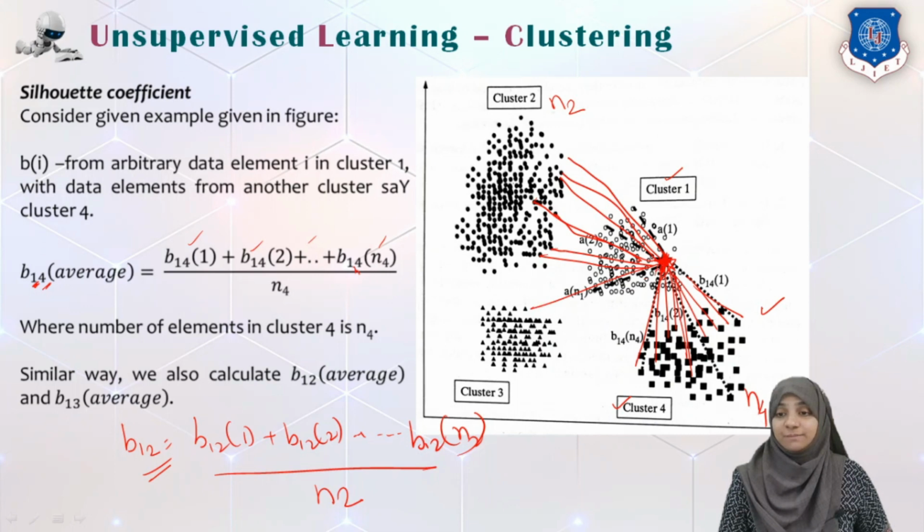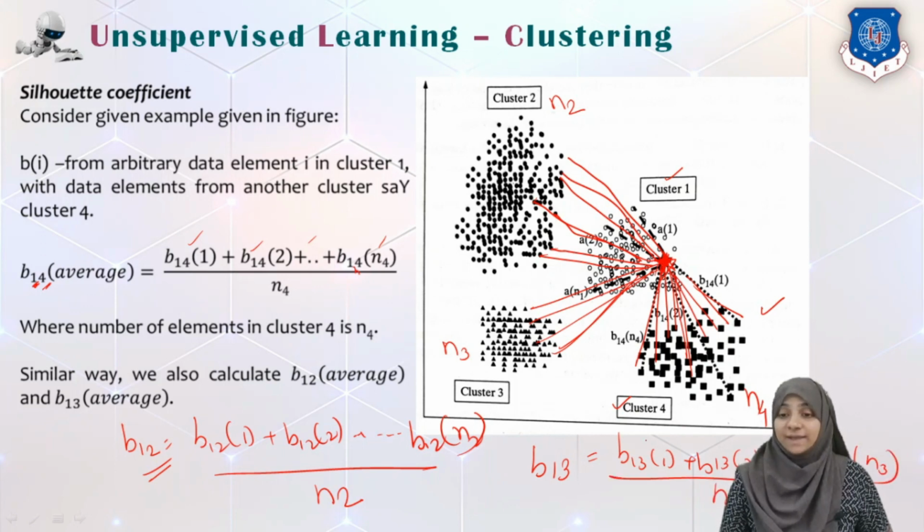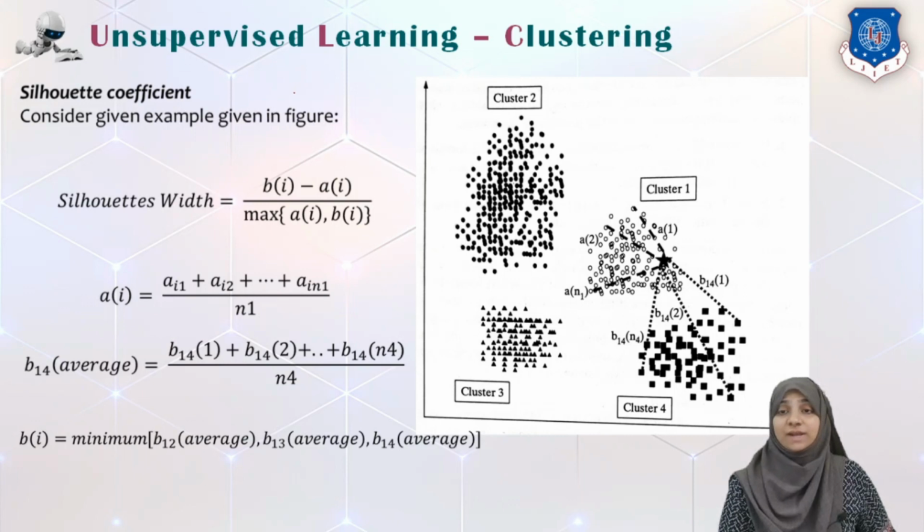Likewise from the same sample I will find the distance to all other samples. There are total N3 samples and I will calculate B1 of 3, that is B13 of 1, B13 of 2 and likewise, there are total N3 samples. To take an average, I will divide this sum by N3. I will now have B14, B12 and B13. Okay, and now we will at the end substitute these values in Silhouette width.